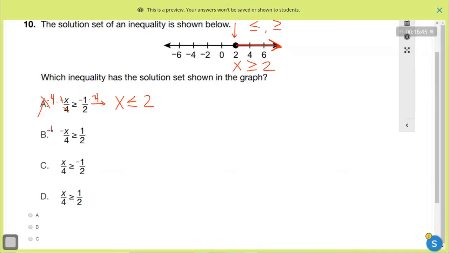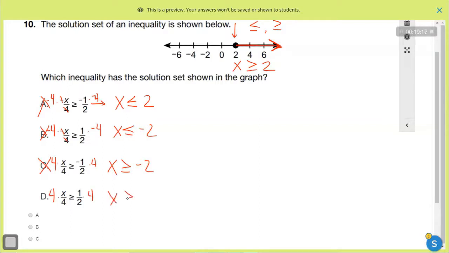If I do the same thing, multiplying by negative 4 on both sides to eliminate that negative and that 4, this time I multiply by a negative again, so I am going to flip my sign, giving me a less than or equal to, and this time it's negative 2, so I know that one is off. Now I'm just multiplying by 4, which is nice, because that gets me the correct symbol. I don't need to flip it, I'm not multiplying by a negative. However, negative 1/2 times 4 is negative 2, wrong reference point, which leaves me with my last option.